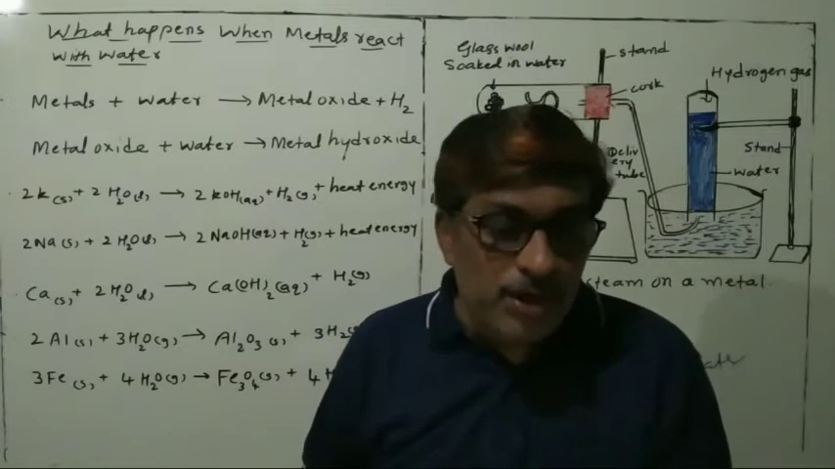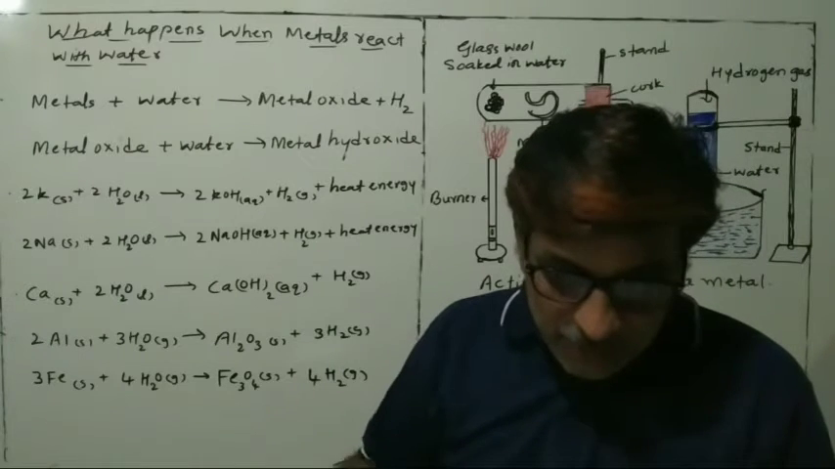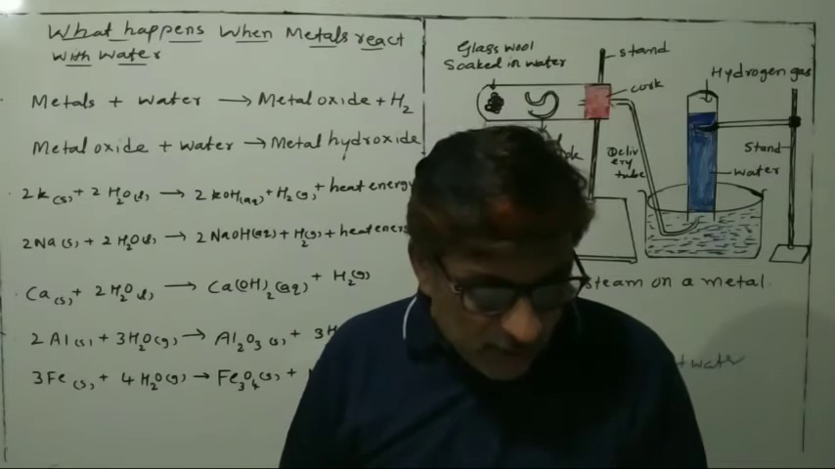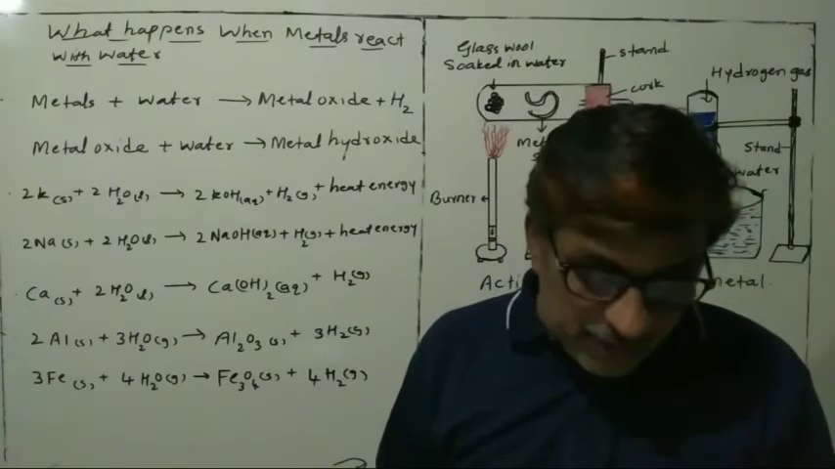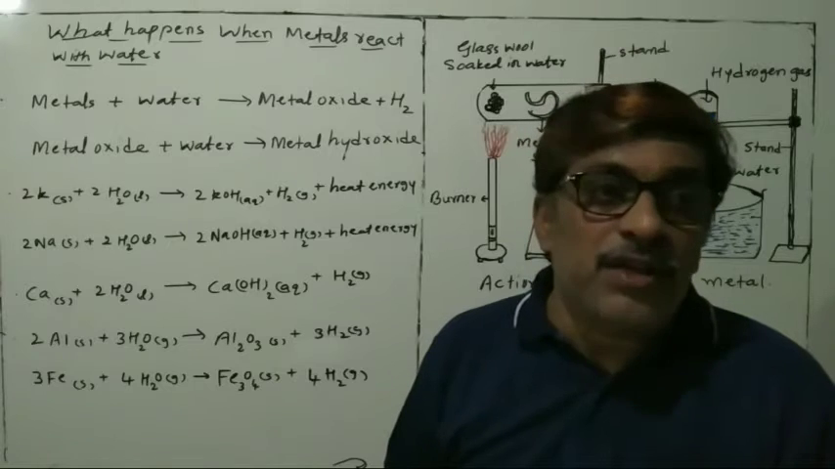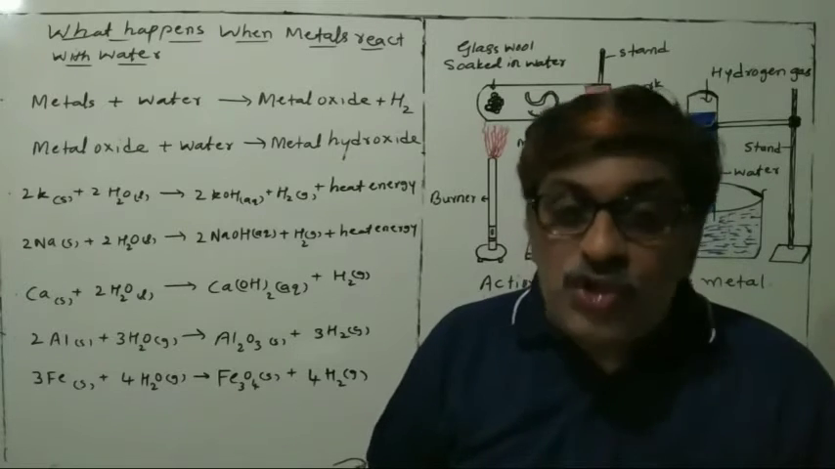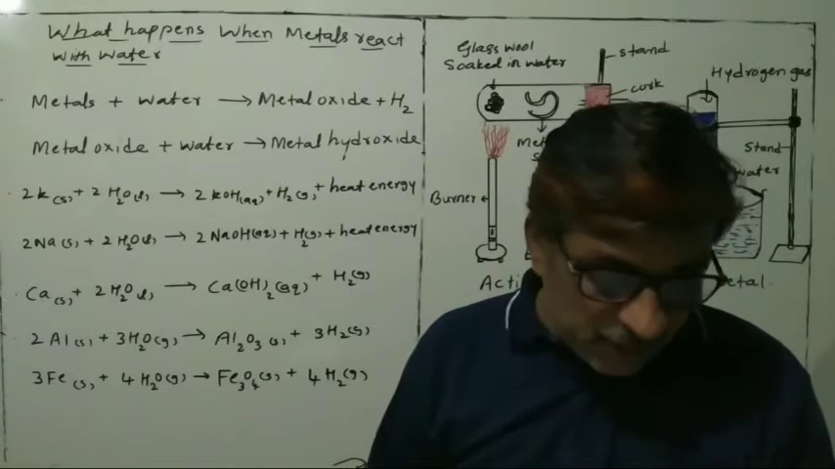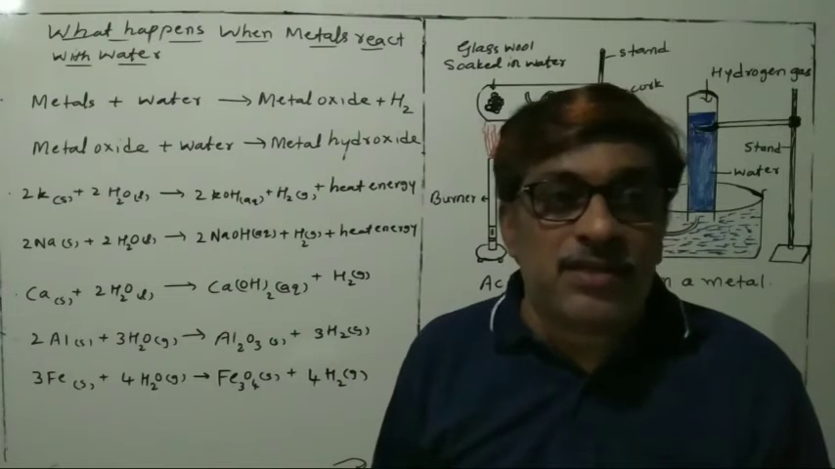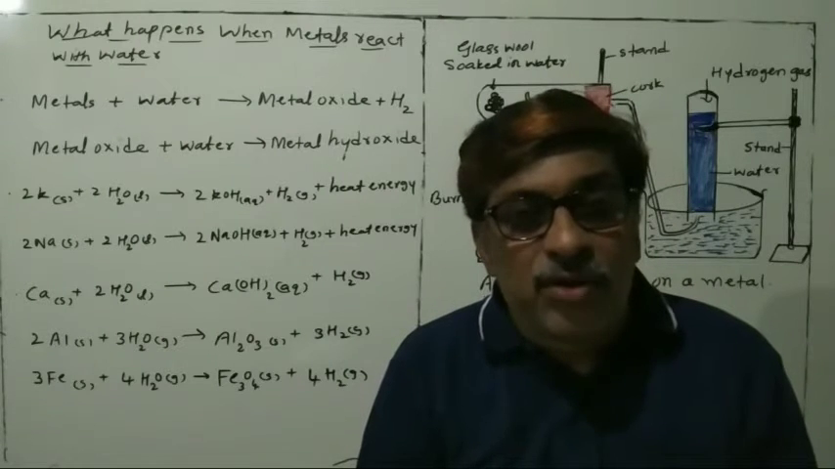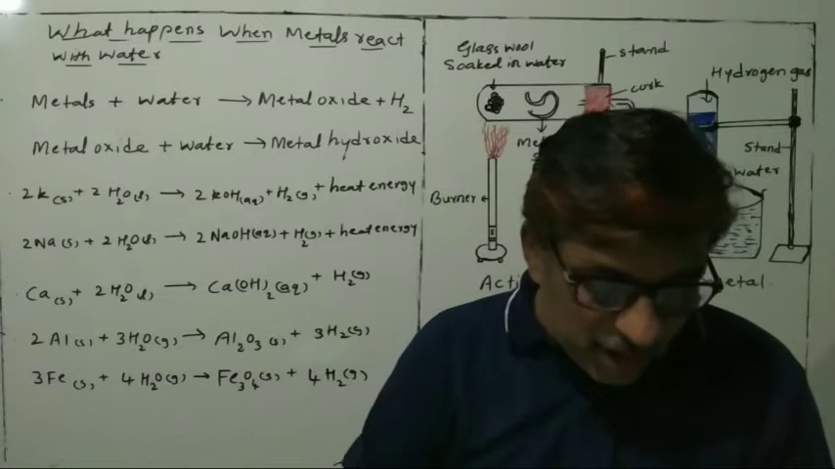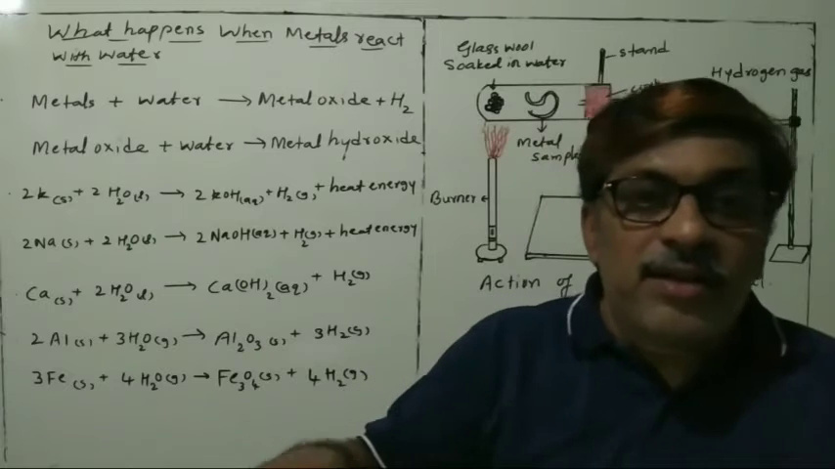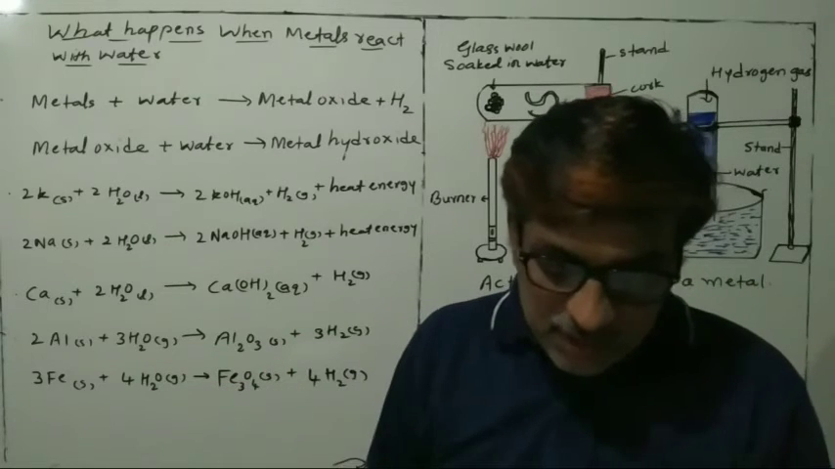Okay, students, try to understand now. Magnesium is a metal that does not react with the cold water, but it reacts with the hot water to form magnesium hydroxide and also produces hydrogen gas. And it also starts floating. After the reaction, it starts floating due to the bubbles of hydrogen gas. When the hydrogen gas is liberated, bubbles are formed, so that is why it is floating, with the bubbles sticking to its surface.